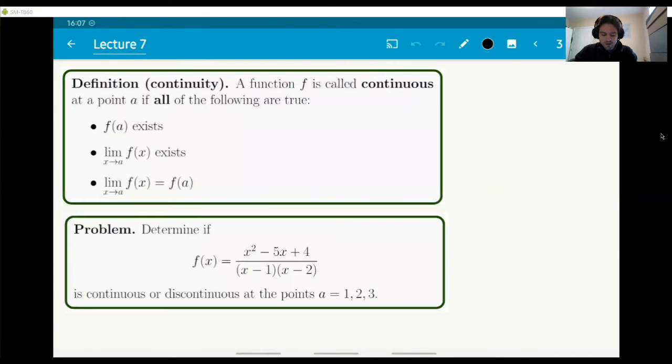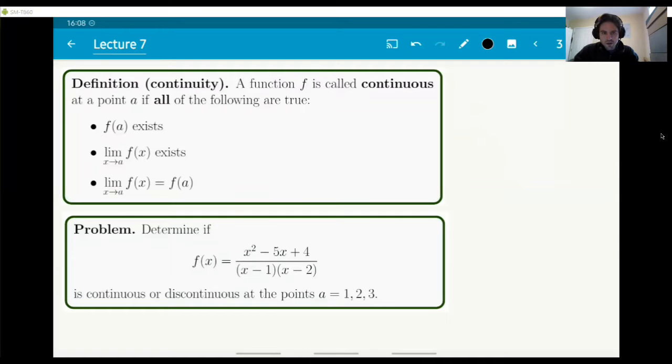So here is what our definition of continuity is going to be. A function is called continuous at a point A if all of the following 3 conditions are true. The value f of A must exist. The limit must also exist, and those 2 things must be equal to each other. So this is the connection between continuity and limits. This is actually the reason why we study limits. You can think of it that way. One of the reasons, at least.